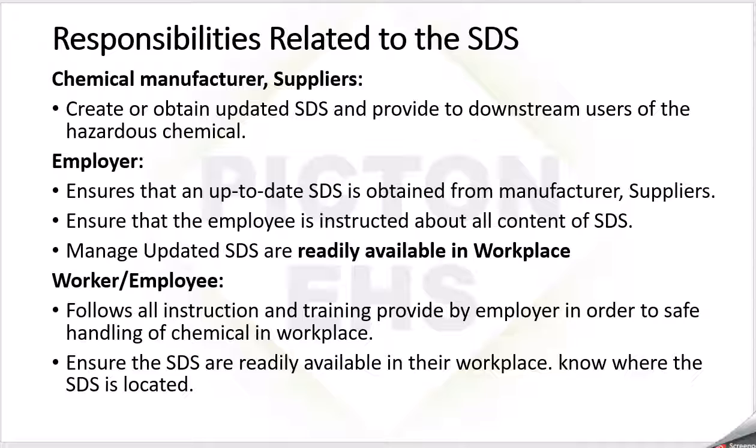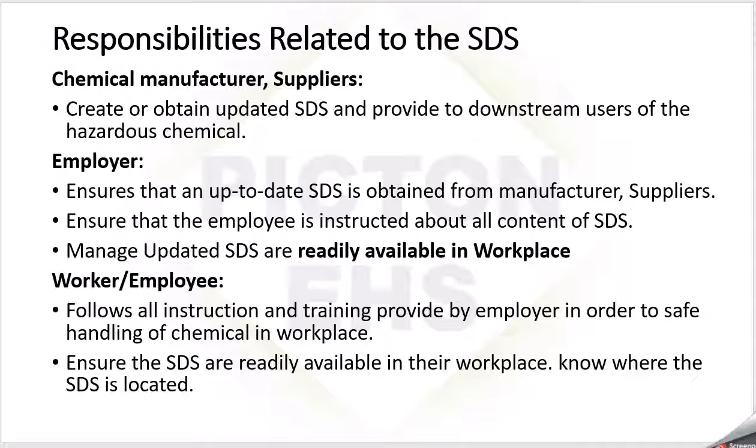Responsibility related to the SDS. What is the responsibility of the manufacturer and supplier? Actually, the manufacturer and supplier should create or obtain an updated SDS and provide it to the downstream user of the hazardous chemical. So, the manufacturer and supplier should create or obtain the SDS and should provide this SDS to their downstream user along with their chemical product.